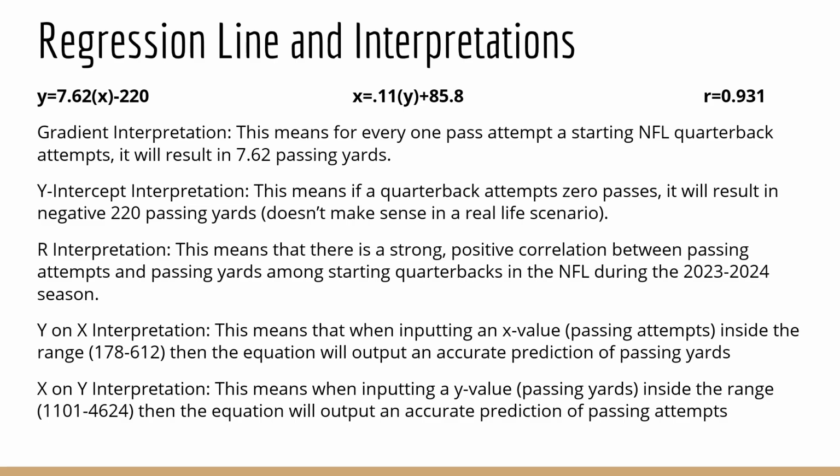My x on y interpretation, or the equation in the middle, means that when inputting a y value or passing yards inside the range, then the equation will output an accurate prediction of passing attempts.